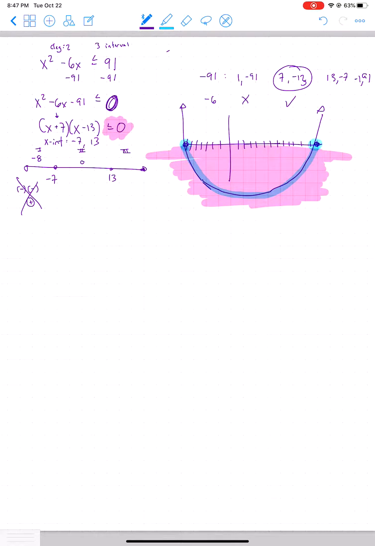A number between negative 7 and 13, I like using the smallest number possible, so 0. If I plug 0 into the first part, I get 0 plus 7, so that's positive, and then 0 minus 13, that's negative, and if we multiply that together, we get a negative, and that is in the solution set. We have to check every single interval. The next smallest number to the right of 13 is 14. 14 plus 7 is 21, which is positive. 14 minus 13 is positive 1. Positive times positive is positive, so that's not in the solution set.